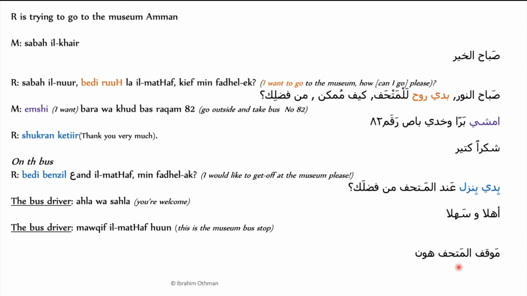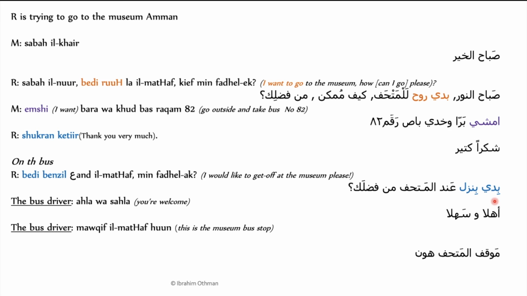So we've got two very important phrases to memorize. If you want to get on a bus or use the public transport in the Middle East, all you need to say to the person you're asking is بدي روح, I want to go, لا, which means to, and instead of متحف, you could add any place you wish to go to.